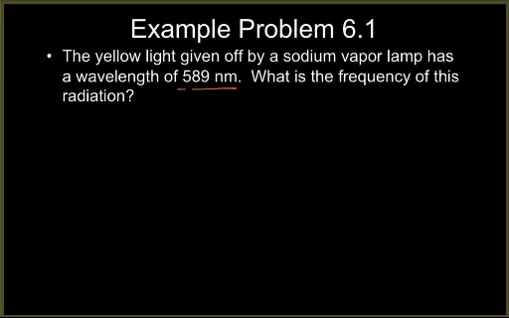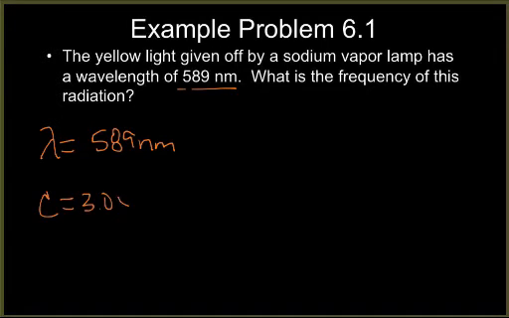So just like all of these problems, I'm going to list what variables I'm given. I'm given the wavelength, so I'm given lambda, and it's 589 nanometers. The other value I know, because we're going to assume they all travel at the same speed, is the 3 times 10 to the 8th meters per second, which is the speed. And what I'm looking for is the frequency.